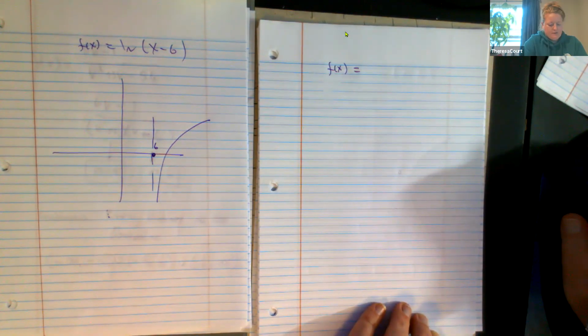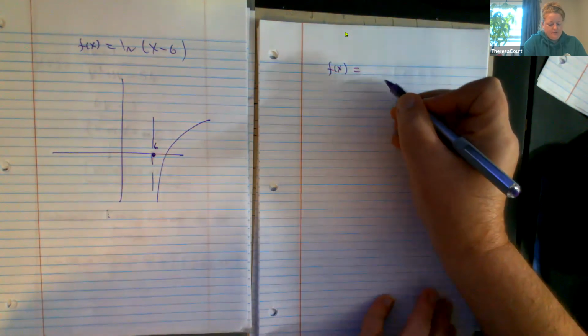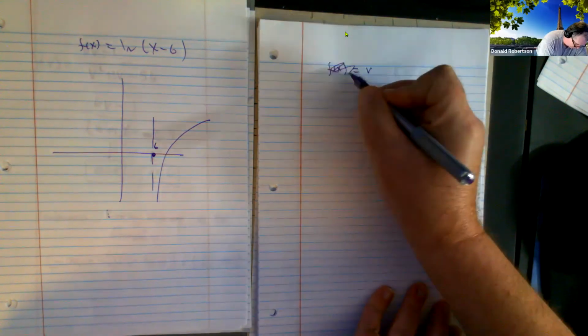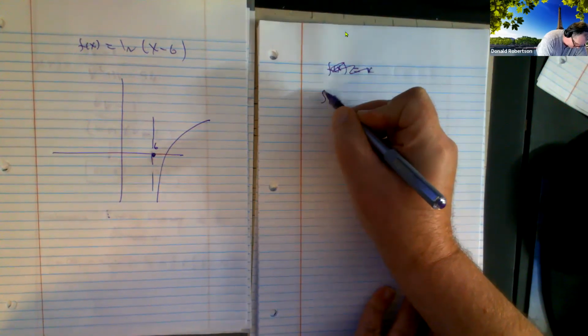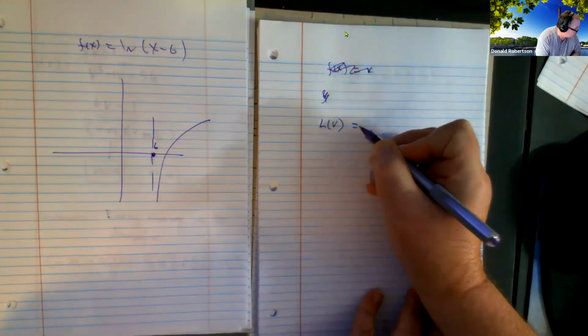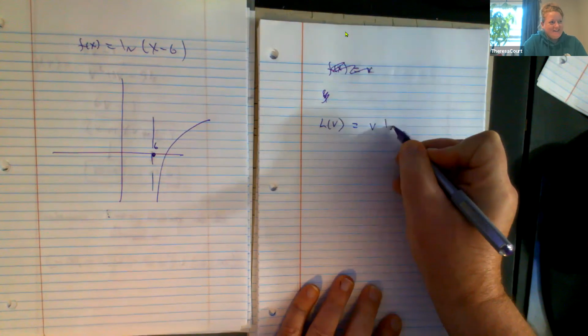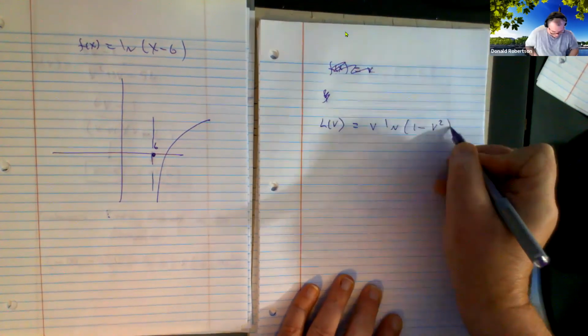L of V is equal to V natural log. Oh, yeah. L of V. I wish they just called everything f of x. But I know, anyway, honestly, it would be a lot easier. L of that guy. Okay, so we got this guy.